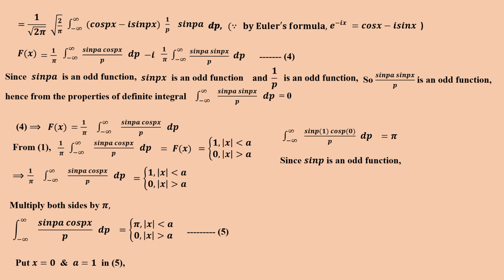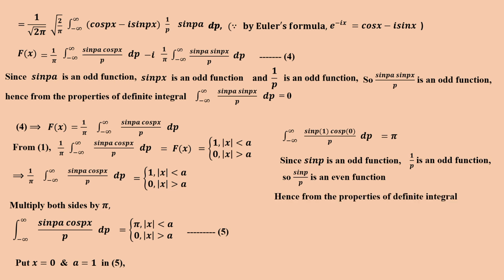Since sin p is an odd function and 1 by p is an odd function, therefore sin p by p is an even function, the product of two odd functions gives an even function. Hence, from the properties of the definite integral, the integral from minus infinity to plus infinity of sin p by p dp is equal to, for an even function, 2 times the integral from 0 to infinity of sin p by p dp, right?